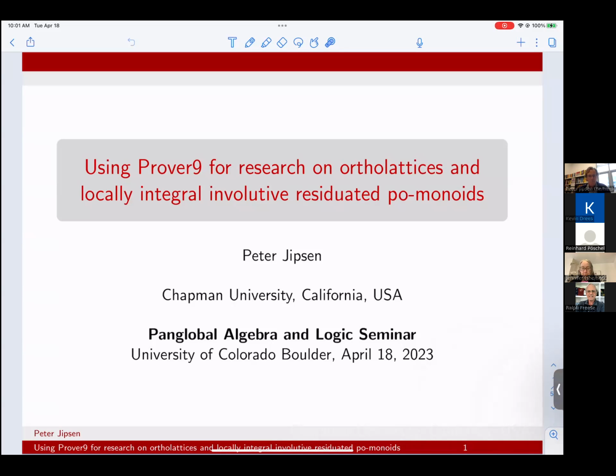Today's speaker is Peter Jipsen from Chapman University, and he will speak to us about using Prover 9 for research on ortholattices and locally integral involutive residuated partially ordered monoids.